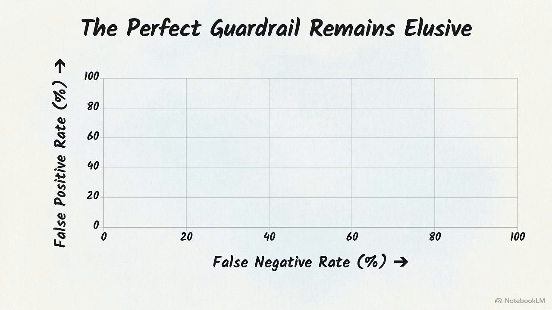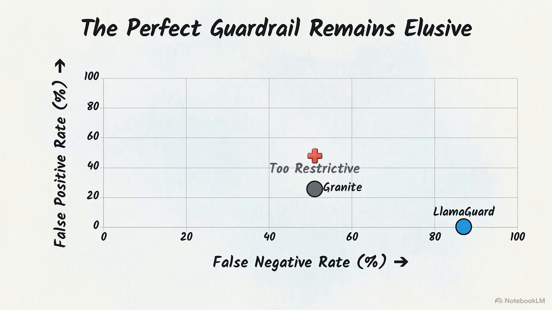Conversely, the models clustered in the top left are too restrictive. They aggressively catch threats, but in doing so, they break the user experience by over-refusing completely safe prompts. Crucially, the bottom left quadrant, the ideal zone with low false positives and low false negatives, is completely empty. The industry has yet to engineer a balanced safety solution.